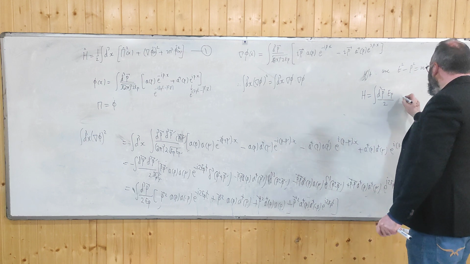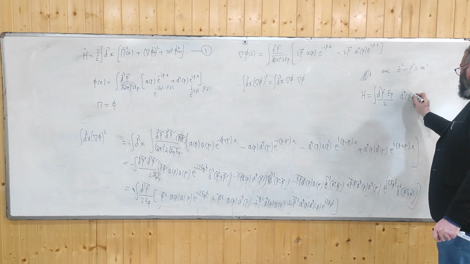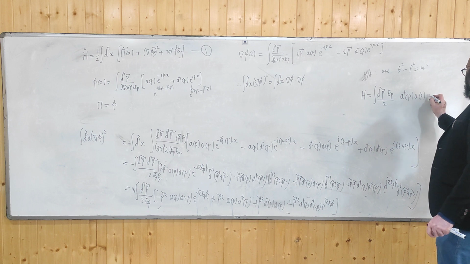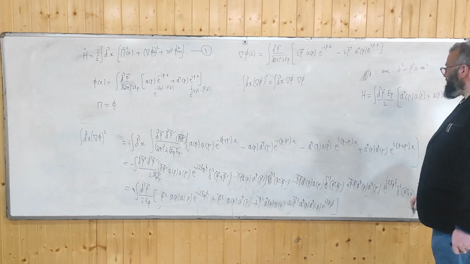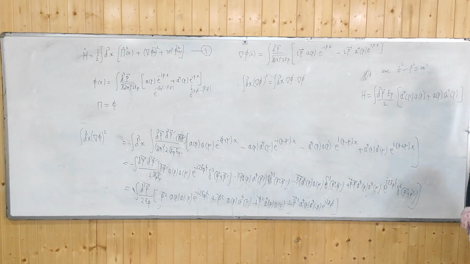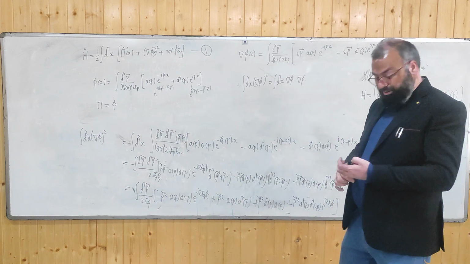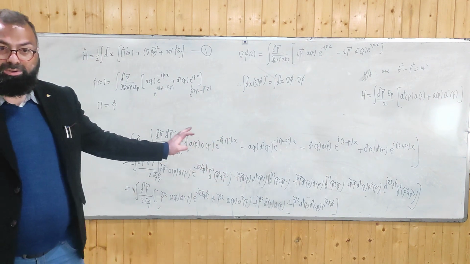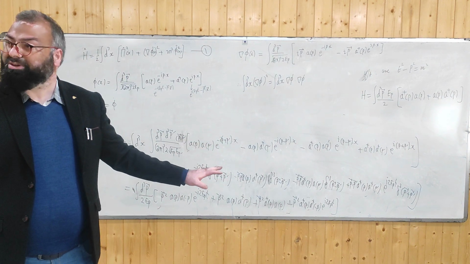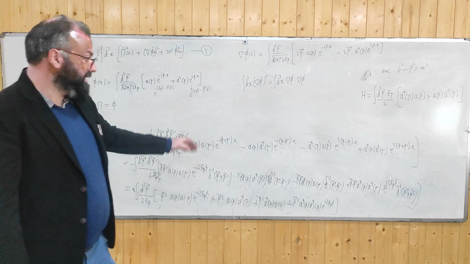So ultimately what you will get is H equal to integral d3p, EP divided by 2, times a dagger p a of p plus a of p a dagger. So this is the Hamiltonian, the Hamiltonian in terms of a and a daggers. Got it? So you have to work out those steps. Those are very trivial.